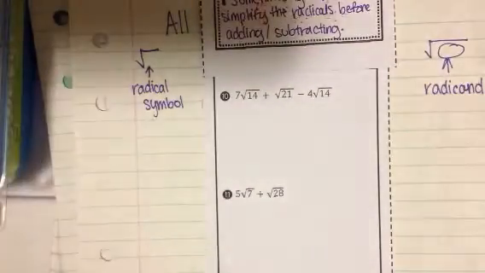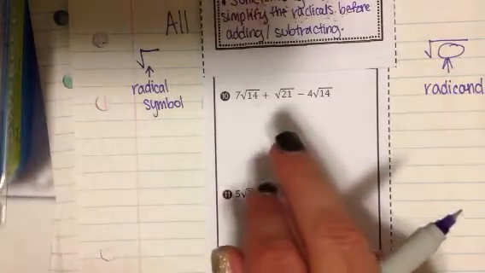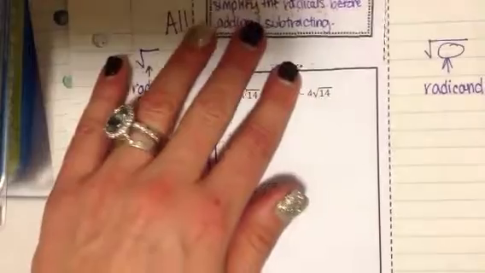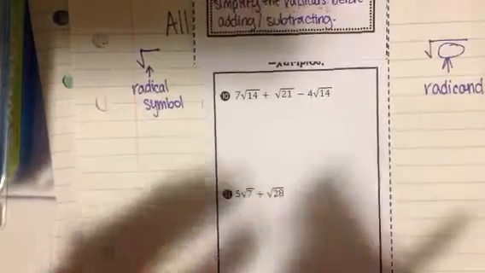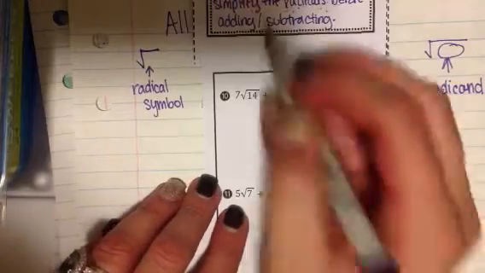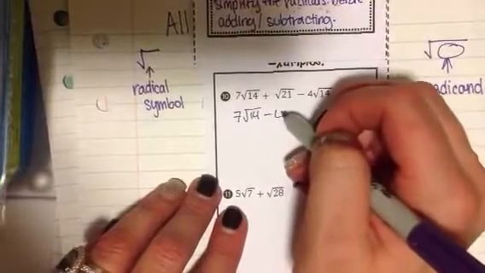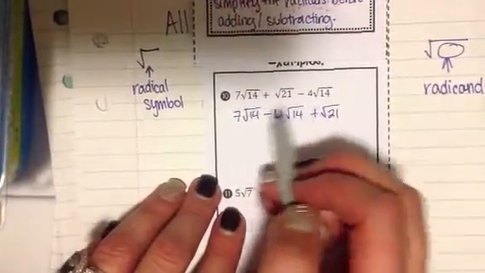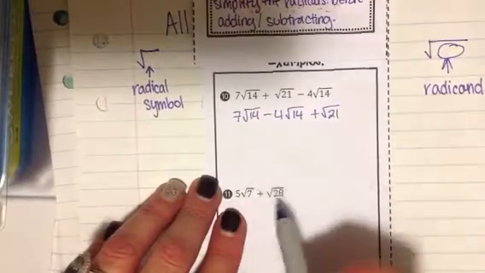So number 10 is 7 times the square root of 14 plus the square root of 21 minus 4 times the square root of 14. So like we would in an algebraic expression with just x and y's and letters and numbers, we can rewrite it so that like radicals are next to each other, so it's a little easier to see what's going on. I can write this as 7 times the square root of 14 minus 4 times the square root of 14 plus the square root of 21. I wrote the two radicals that are the square root of 14 next to each other because they are like radicals. They both have a 14 on the inside.